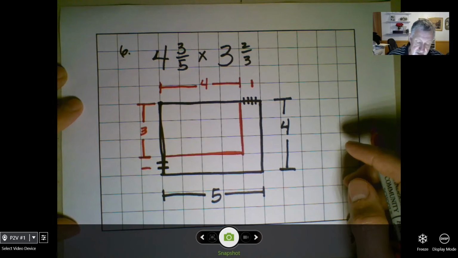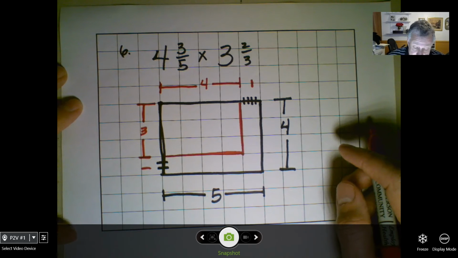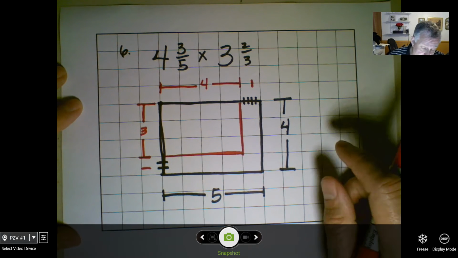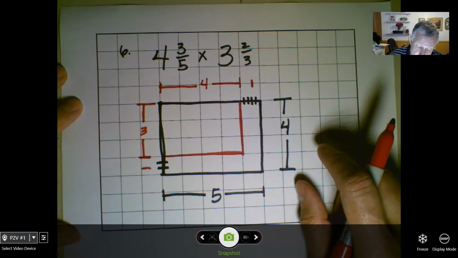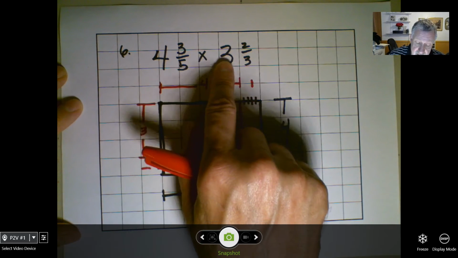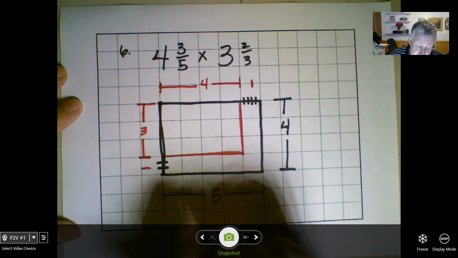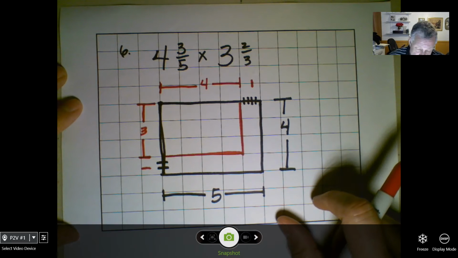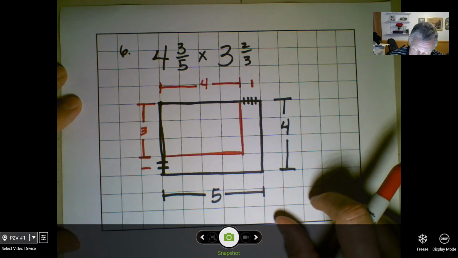Okay, for number 6, I've kind of set up more of a scale drawing, maybe to give us a little better understanding of what's going on here. So I've got 4 3/5 times 3 2/3. And one of the things that I keep talking about is my dear old friend at the back of the room, Mr. Does It Make Sense?